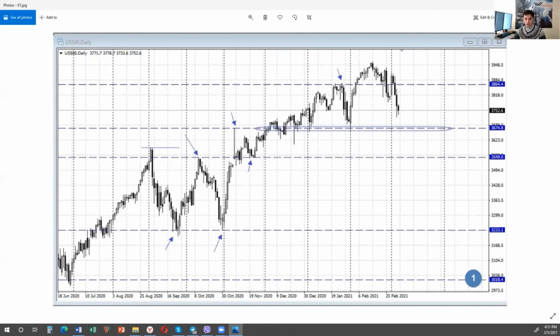So we have determined the key prices. Look where the relatively fresh reaction was. 3,233, 3,549, 3,674, and 3,864. I will mark them for you. Okay.